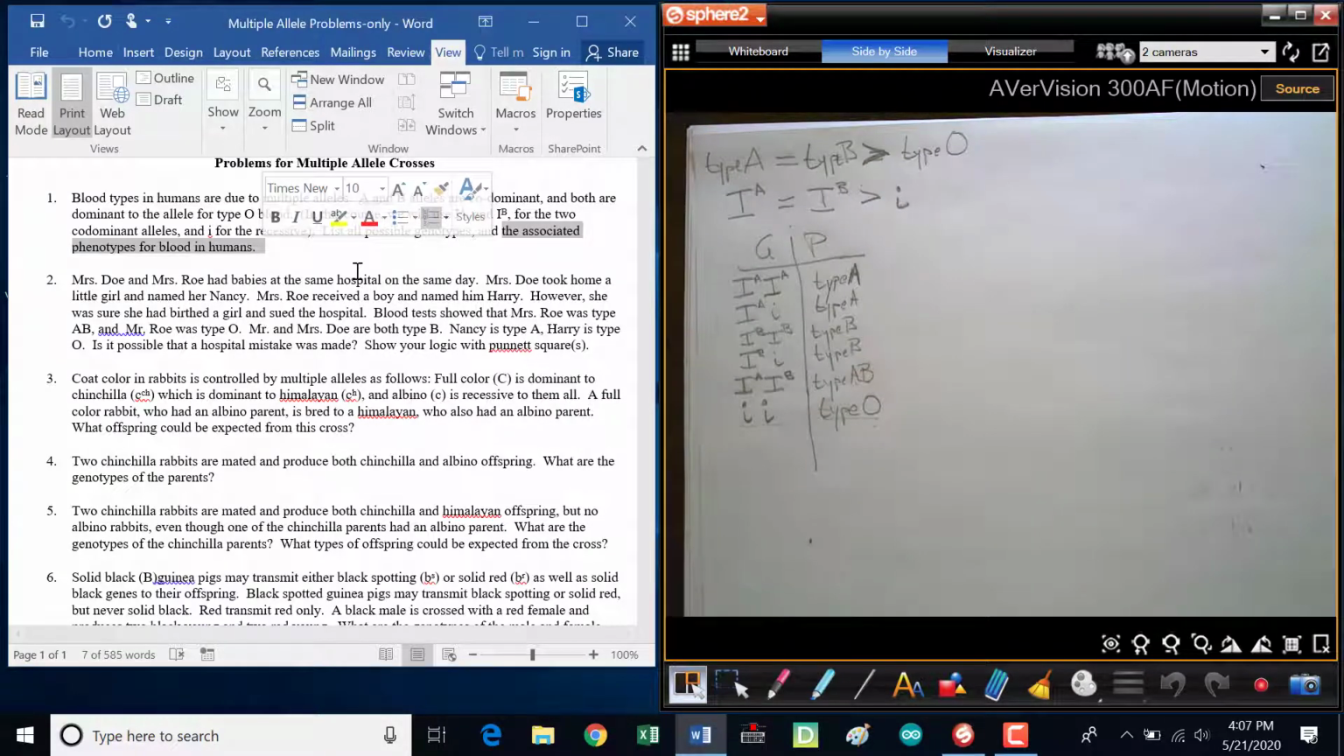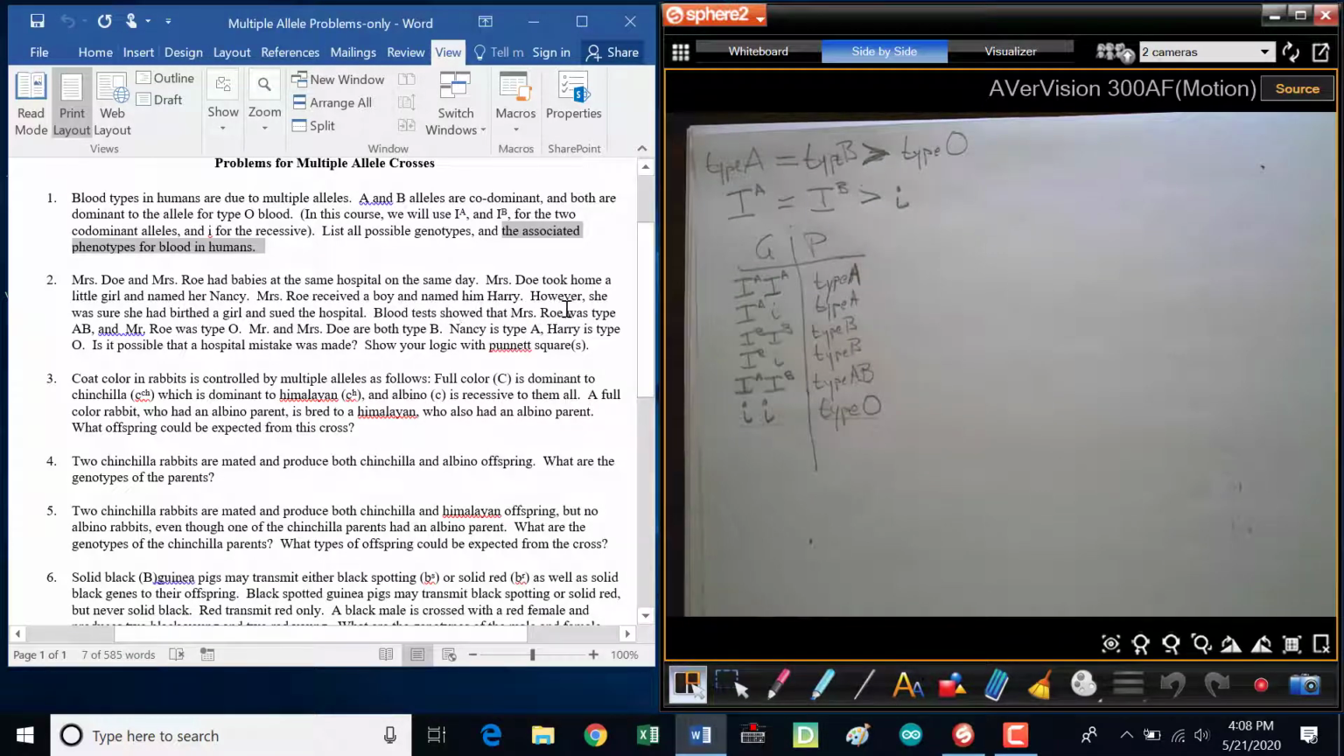All right, so anyway, let's look at problem number 2. Mrs. Doe and Mrs. Rowe had babies in the same hospital on the same day. Uh-oh. Their names are a lot alike, and they were both having babies at the same time. Mrs. Doe took home a little girl and named her Nancy. Mrs. Rowe received a boy and named him Harry. You're a wizard, Harry. However, Mrs. Rowe, who took home Harry, was sure she had had a girl. And so she sued the hospital, saying, look, you guys sent me home with Harry, my boy, but I'm pretty sure my baby was a girl. I think I've got the wrong baby.